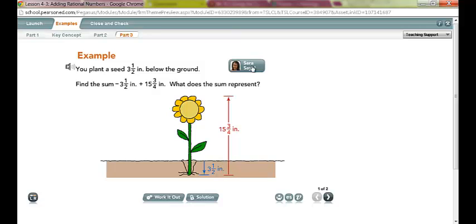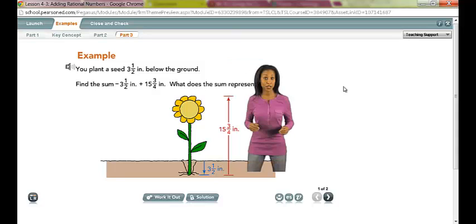Let's see what Sarah has to say to help us. Up until the moment the seedling breaks through the ground, the distance it grows reverses the distance the seed was pushed into the ground. And that's an additive inverse in action. And you just thought it was plain old biology.